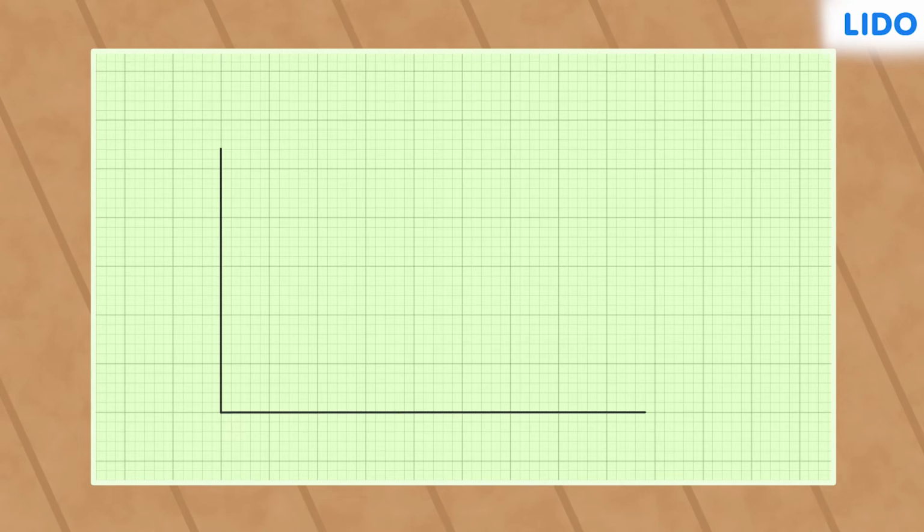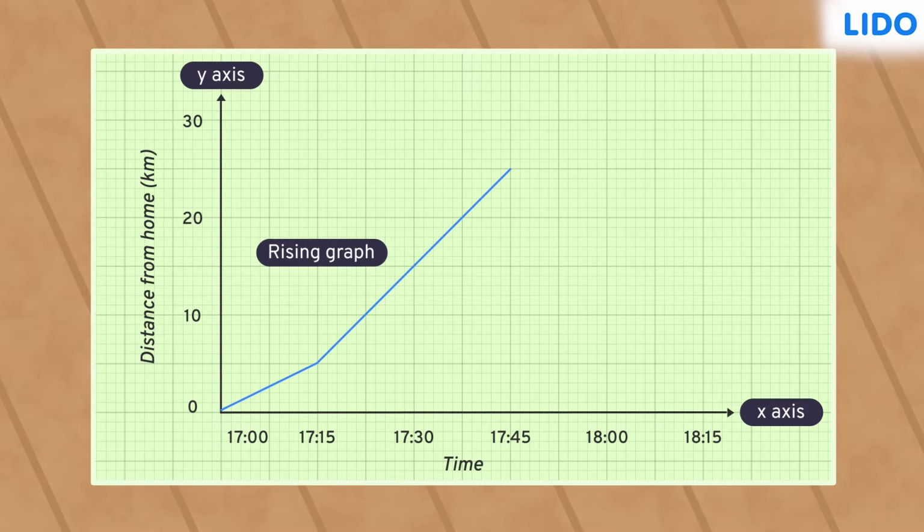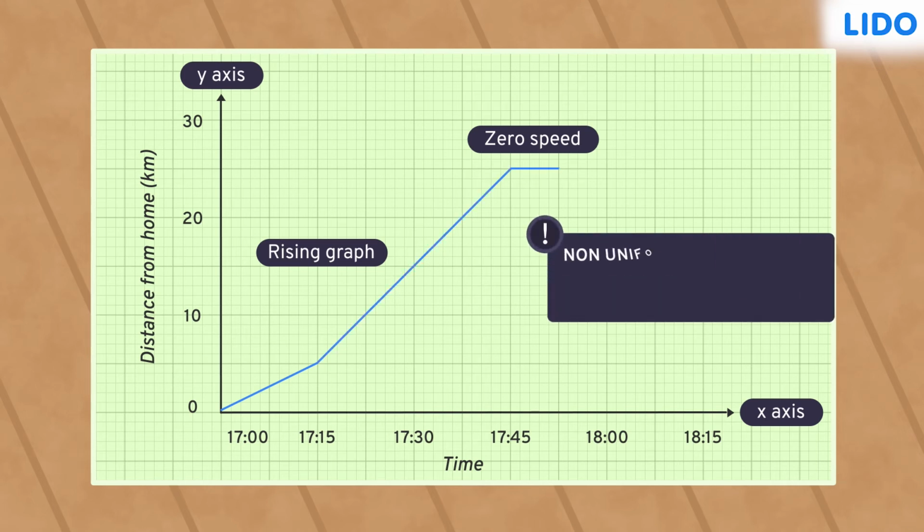A distance time graph shows distance on the y-axis and time on the x-axis. It shows how speed is related to distance and time. As an object moves, the distance it travels increases with time. This can be seen as a climbing or rising graph. A horizontal line indicates zero speed. Steeper lines indicate greater speed. And motion in which neither speed nor direction is constant is called non-uniform motion.